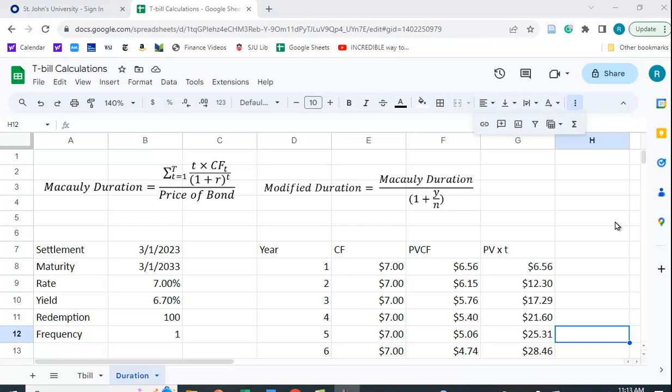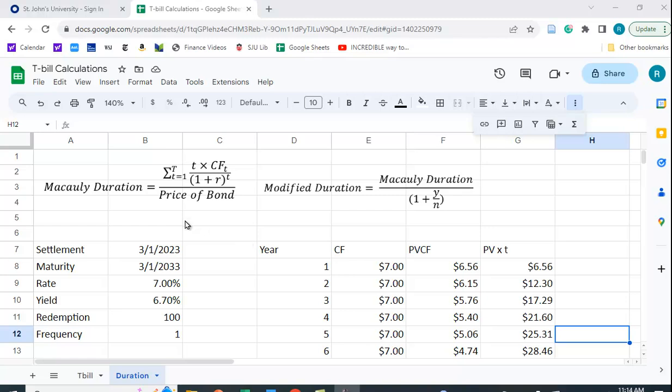Let's take a look at how we can use a couple of functions in Google Sheets to calculate duration. Duration measures the price sensitivity of a bond when interest rates change. There are two calculations we need to do. The first is Macaulay duration, named after Frederick Macaulay, who came up with this formula.